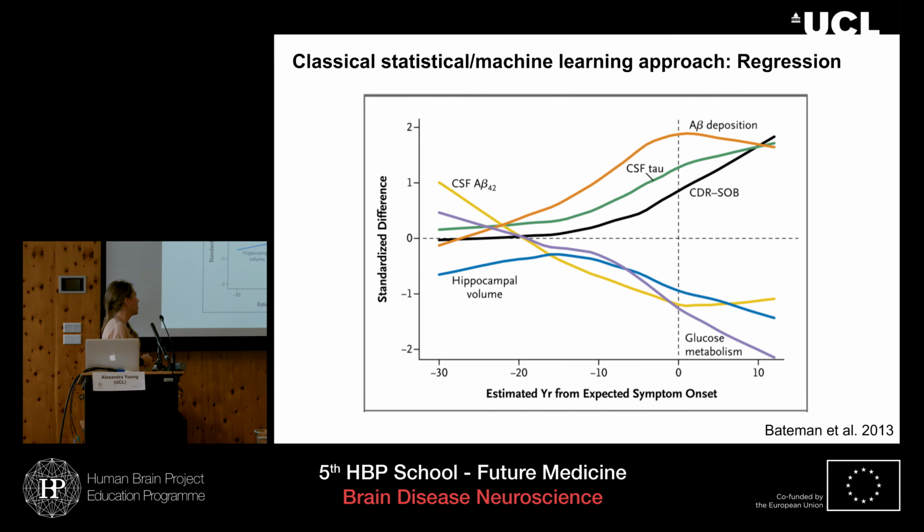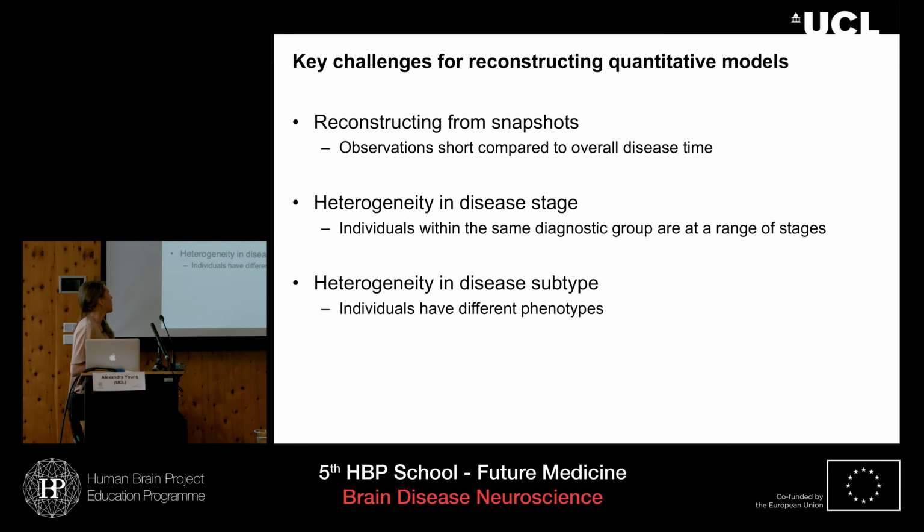However, this age to symptom onset is imprecise. It's just based on your parent's age of onset. And this age of symptom onset can't be translated to sporadic diseases where we don't know when a person might develop symptoms. So here are some of the key challenges of reconstructing quantitative models.